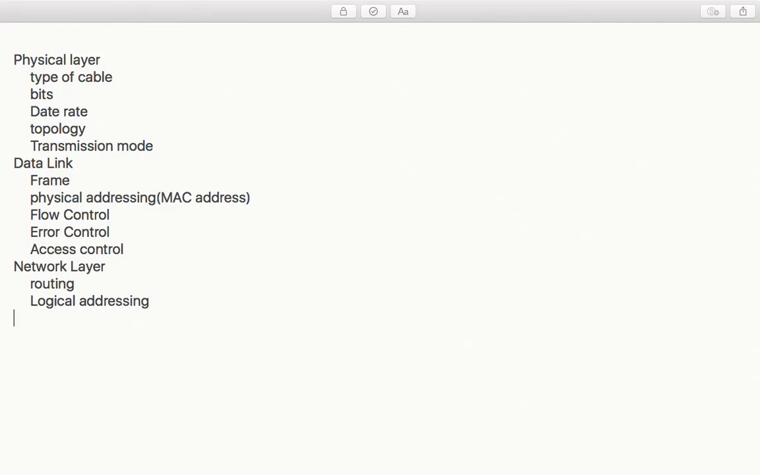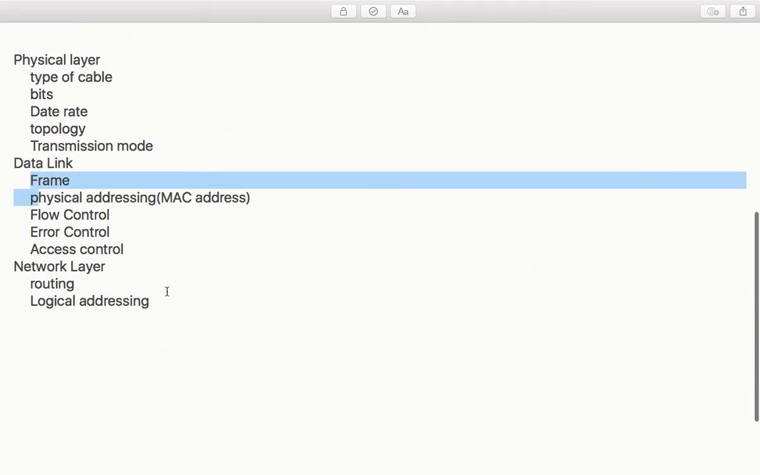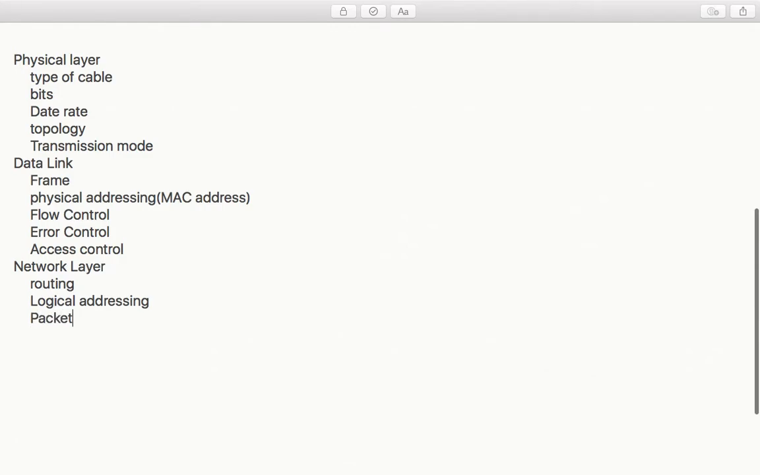And another thing, in the physical layer we call the data bits. In the data link layer we call it a frame. Likewise, when it comes to the network layer, it is called a packet. Right? So these are the responsibilities of the network layer.